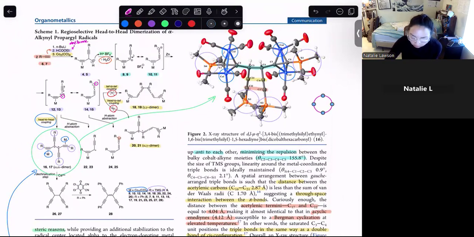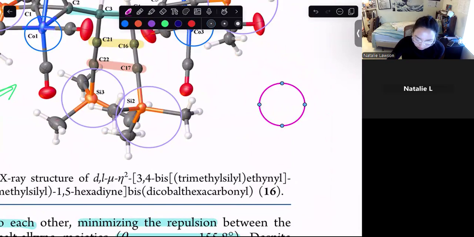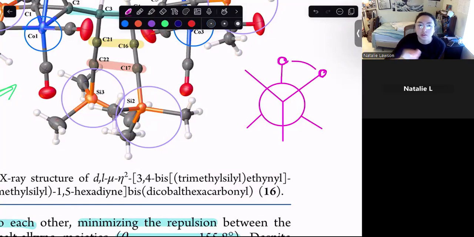So gauche is like this. Say there's a substituent over there. Gauche is putting the other substituent right here so that they're kind of close to each other, but they're not eclipsed. They're not on top of each other. So this is a molecule, and this is called a Newman projection, I believe.